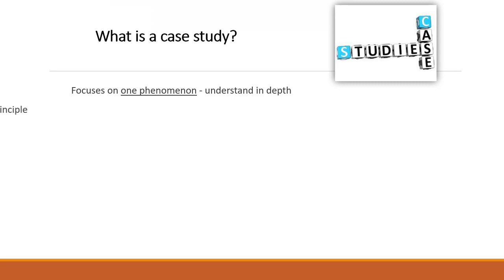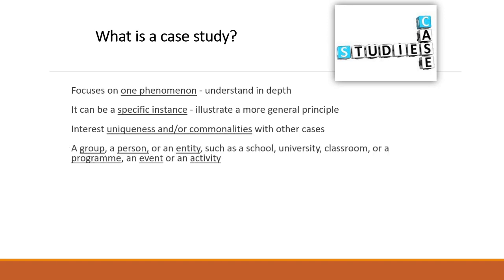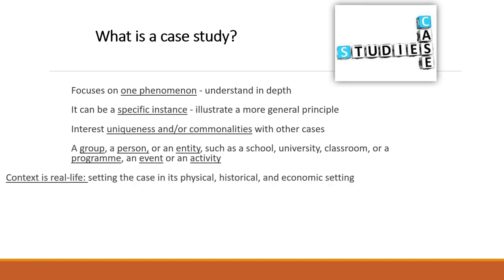So as I said, you focus on one phenomenon, and it can be a specific instance, and you're looking at commonalities, or you're looking at something that's unique about this case. So what is it about this case? What is it about this? And it can be a group of people, it could be a particular person, or it can be an entity. So a university, a school, a classroom, a church, what is it about that entity that is fascinating for you to want to do research on? Okay.